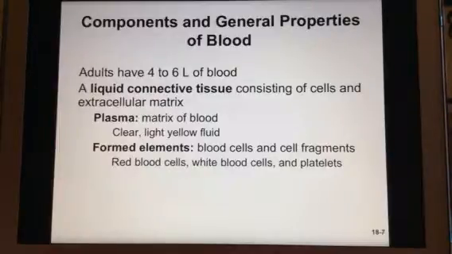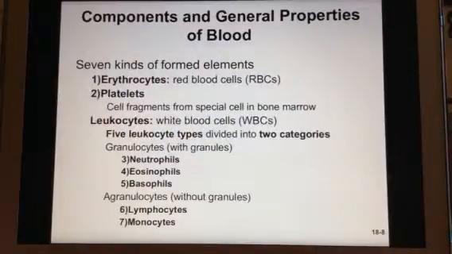Now, within blood, sometimes the cells are called formed elements, but really they are cells or cell fragments. This includes red blood cells, white blood cells, and platelets. Within those 3 categories that I just mentioned, you can break it down even further, and so eventually there are 7 kinds of formed elements.